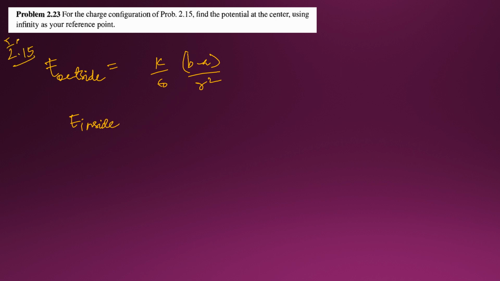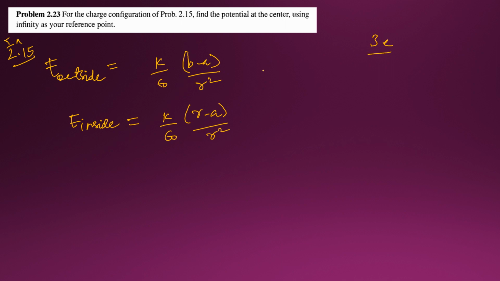okay, 2.15, what was happening? Electric field outside was telling you from the book: k by epsilon naught, (b minus a) by r square. That was your electric field for an outside point. Electric field for an inside point in 2.15 was k by epsilon naught. Don't worry, you should be able to do it when you're doing it from the book, Griffiths, third edition. Okay. So let's do it now.